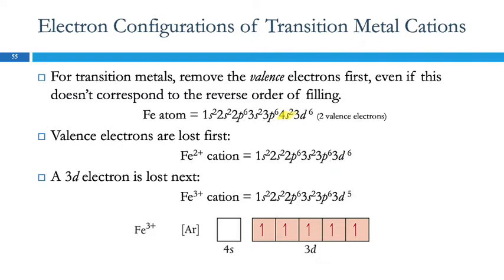We need to lose another one. Well, now we can just go by reverse order of filling because these are all the new valence electrons. So we're going to take out one of the 3d electrons.